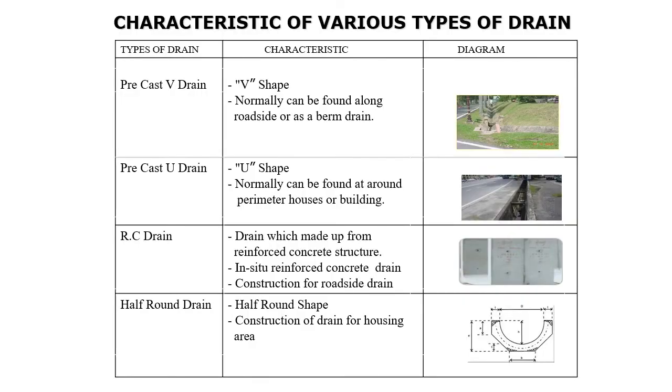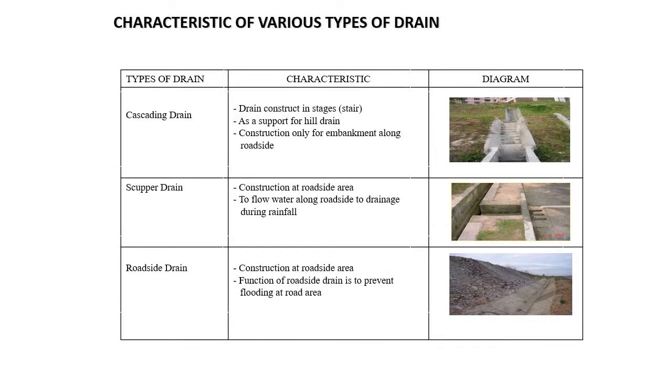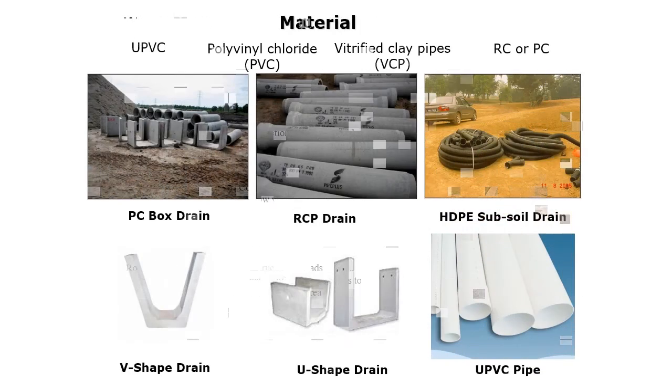This is the characteristic for various type of drain. This one I explained some already, you boleh read through. This is the type of drain that we have, such as PC box drain, RCP drain, HDPE subsoil drain, untuk bawah, V-shaped drain, U-shaped drain, and UPVC pipe.